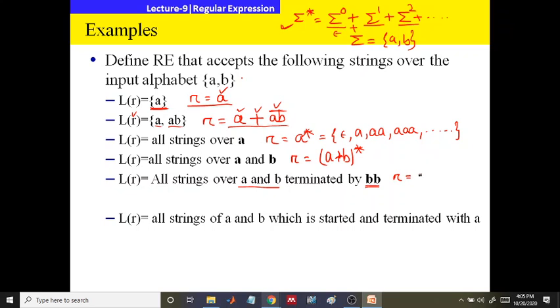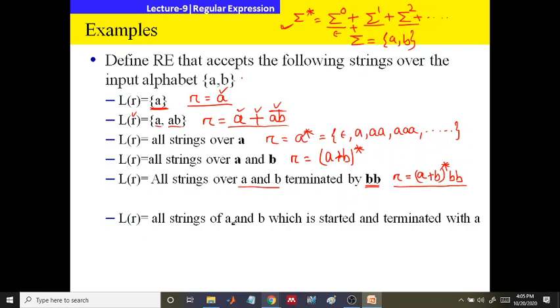The regular expression will be (a+b)*, meaning all the strings over {a,b}, but it should be terminated with two b's. So finally it will be concatenated with two b's. Okay, so here it represents all the strings over {a,b} terminated with two b's. Now let me ask you one question.